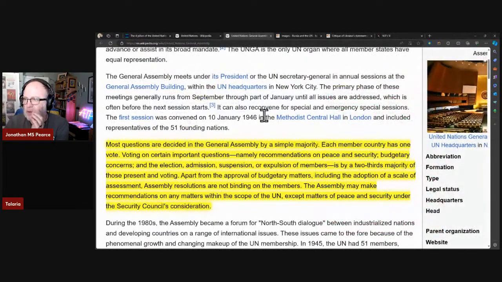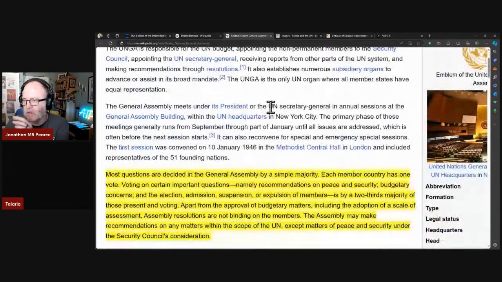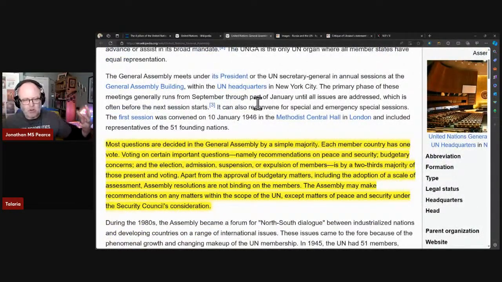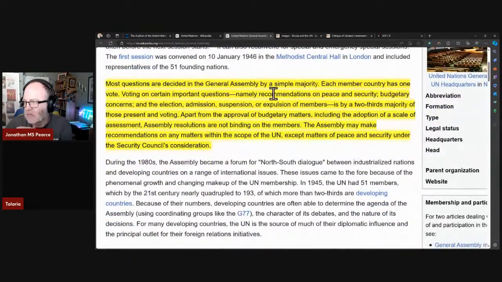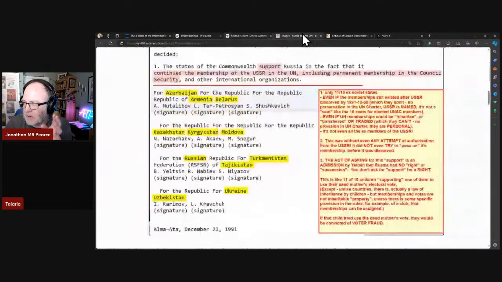Well, so it's interesting. So going back to the UN General Assembly, one of the things the General Assembly does, which is all the countries in the world, is a 2/3 vote on countries that are admitted to them. As it says here, most questions are decided in the General Assembly by a simple majority. Each member country has one vote, voting on certain important questions, namely recommendation on peace and security, budgetary concerns, and election, admission, suspension, or expulsion of members by a 2/3 majority. So it's the General Assembly, as I understand it, that should be doing that, not member states of the former Soviet Union, and even then, an arbitrary number of them.